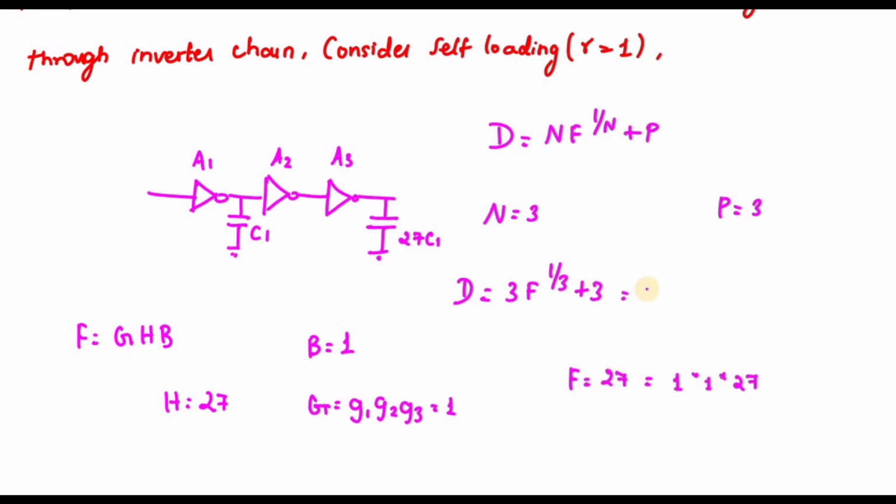So if we substitute here, it becomes 3 into 3 plus 3. So the answer is 12. So here the delay of this inverter chain is 12.